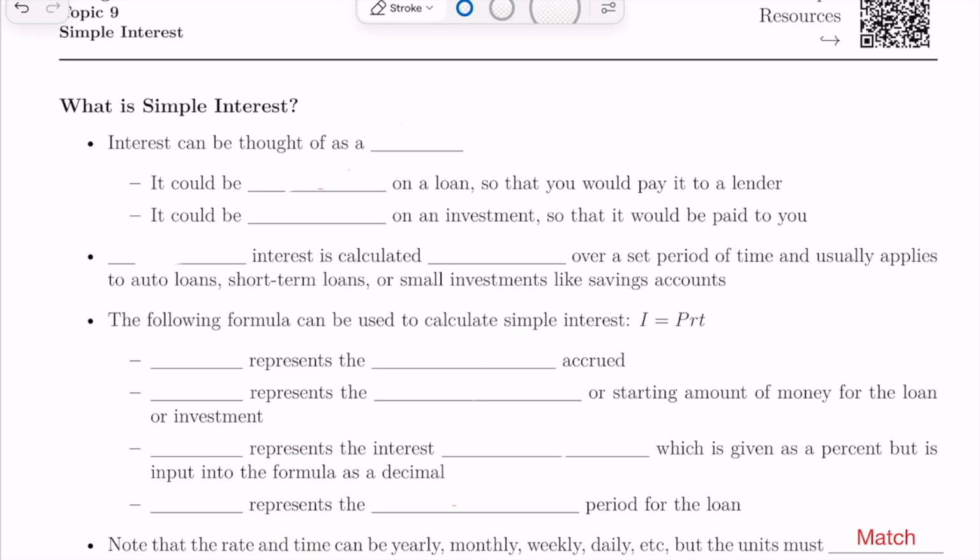Hello and welcome. Today we're going to be talking about simple interest and how money works. So, interest can be thought of as a fee.